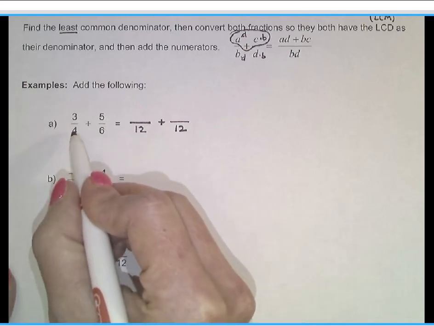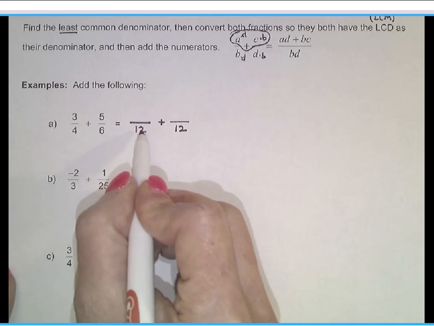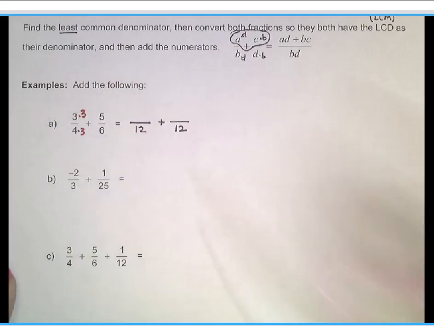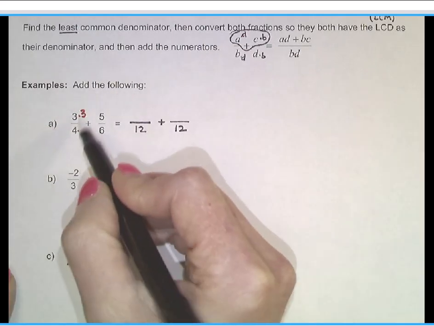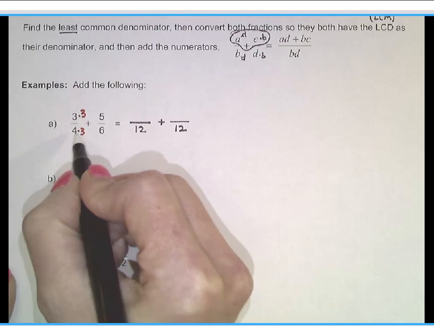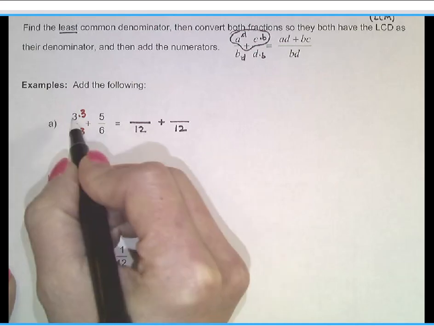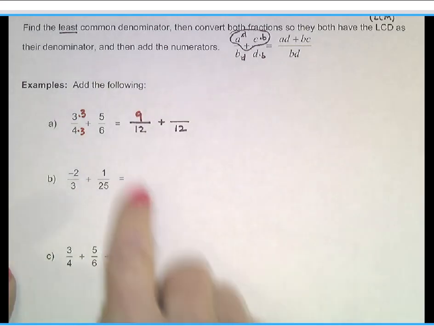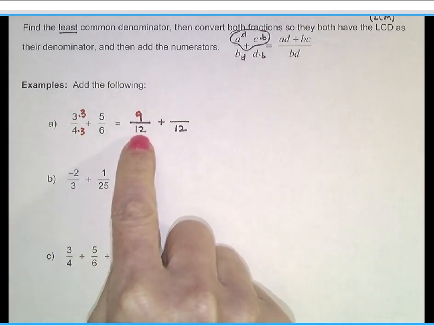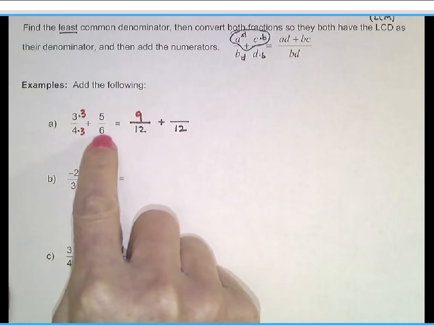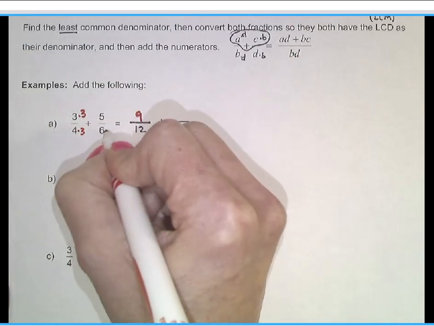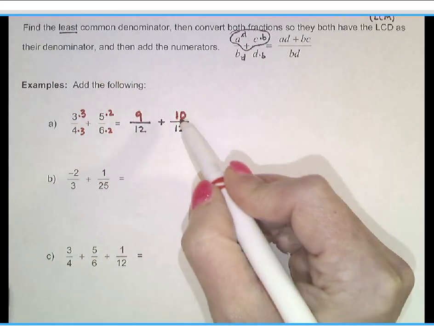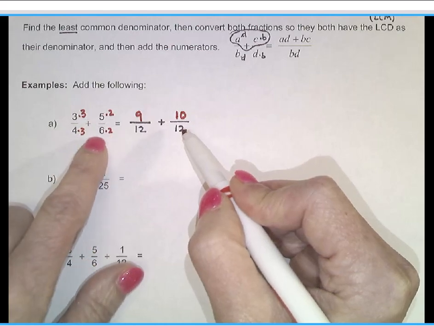So what would I have to multiply 4 by to get 12? Well, I have to multiply by 3. So I'm going to multiply top and bottom by 3, because whatever you do to the top, you have to do to the bottom, and vice versa. So 4 times 3 would give me that 12, and 3 times 3 would give me 9. So 9/12 is my equivalent fraction to 3/4. Now I'm going to do the same thing over here. What would I have to multiply 6 by to get 12? I'd multiply by 2, so you have to multiply the top by 2, and you'll get 10/12 is the equivalent fraction to 5/6.